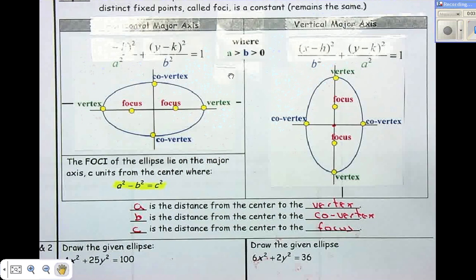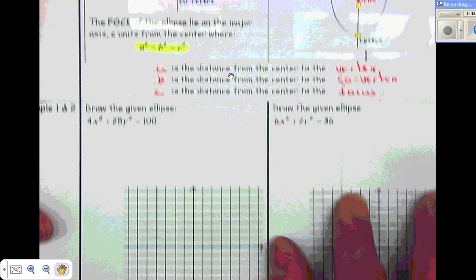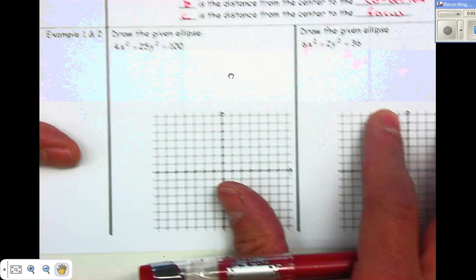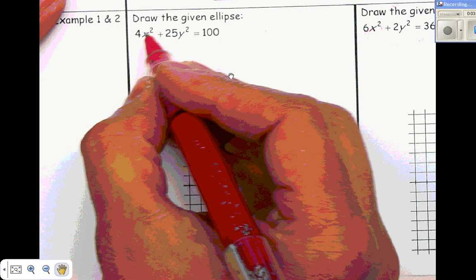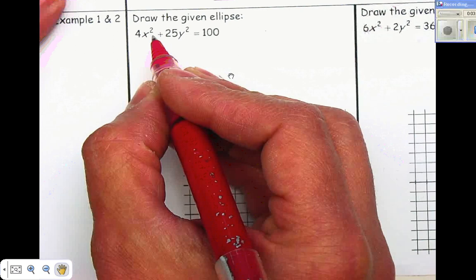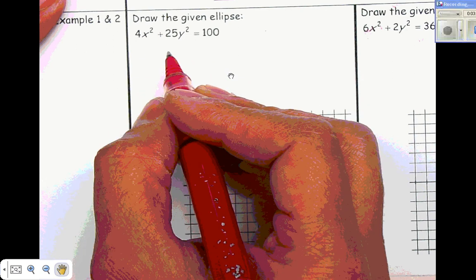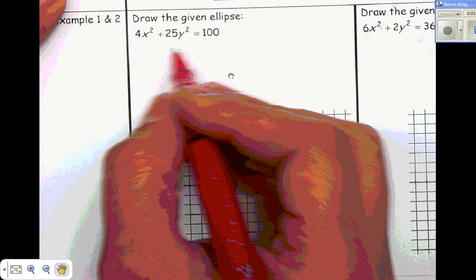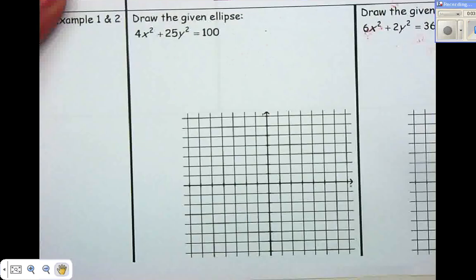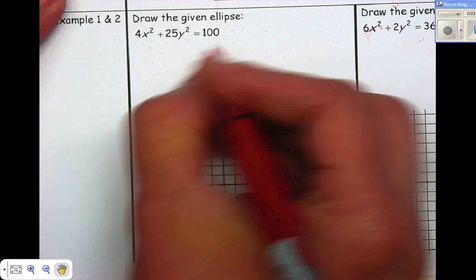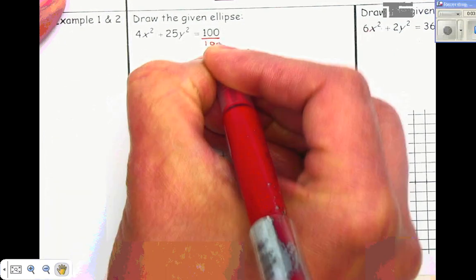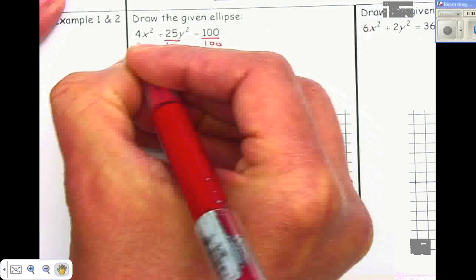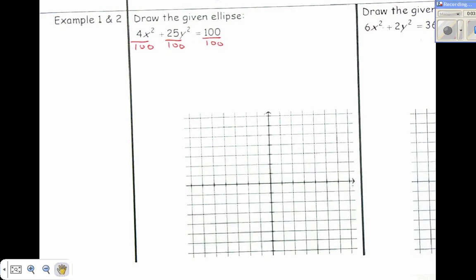Now let's look at the first example, example number 1. On example number 1, they give you an equation. Notice that the equations above are equal to 1. So we want to make this equal to 1. We're going to divide by 100 to make this a 1. Once we divide by 100, we can just reduce the fractions.